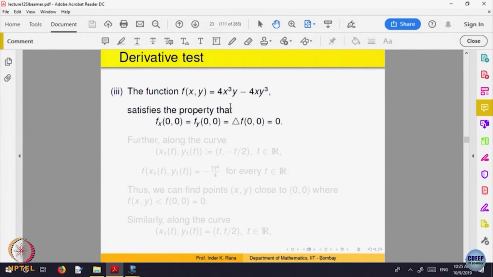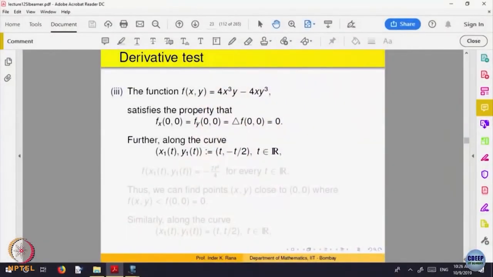I can analyze this function along a curve passing through (0, 0). So, for example, I can look at the line where y is equal to minus x, right, along that line. What does this function look like? Or look at the value of the function at (t, -t), along the curve t, minus t. Along that, the function takes negative values. Along some other curve passing through it, y equal to x, it takes positive values, right. So, that means along some curve it is a minimum, along some other curve it is a maximum, that is good enough to say that this is a saddle point, right.